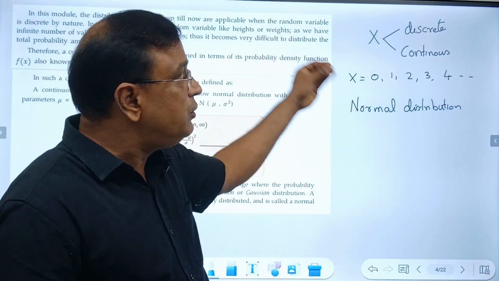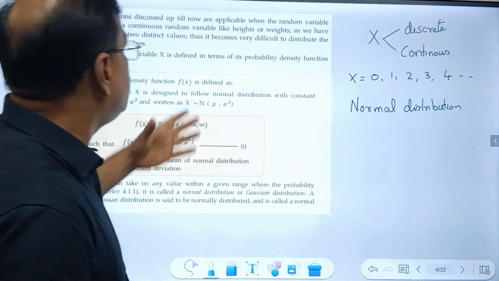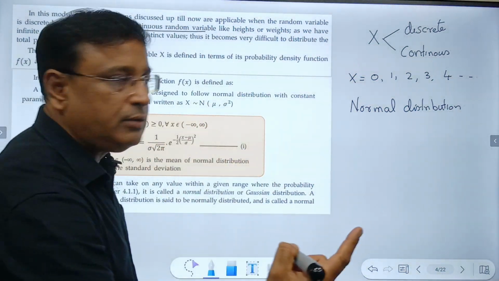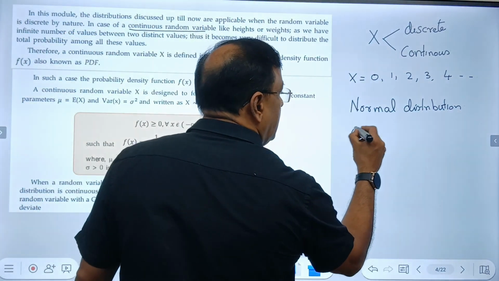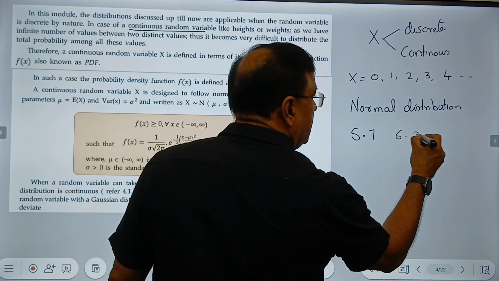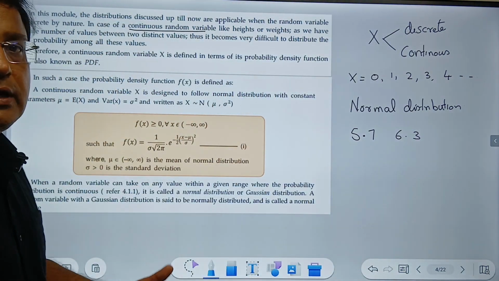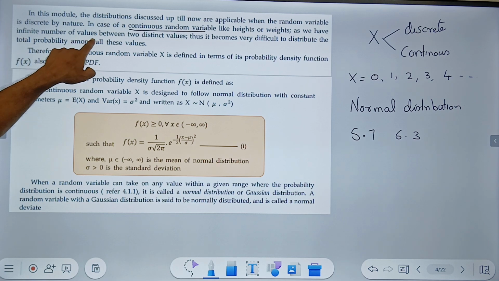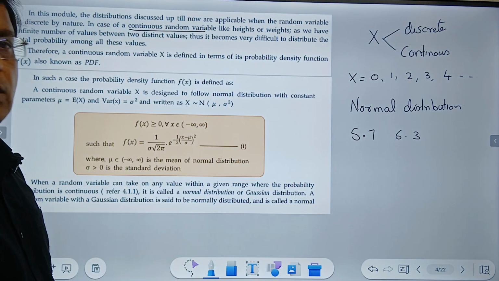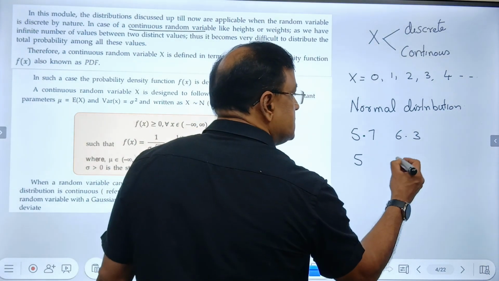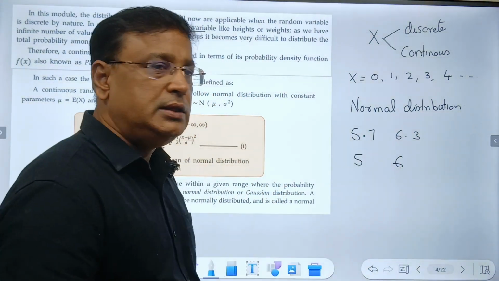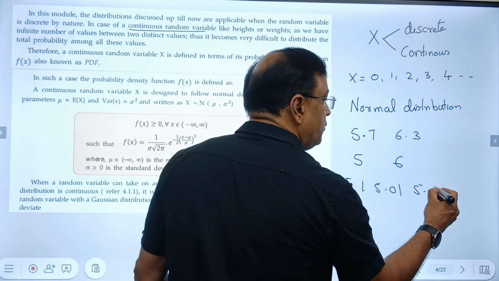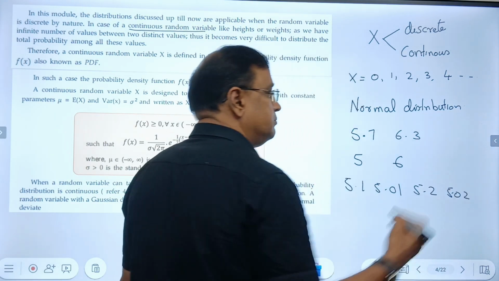If x is a continuous random variable, like for example height or weight, where you have height as 5.7, 6.3, or weight like 43.4, you have infinite values between two distinct values. For example, if you have 5 and 6, you have an infinite number of values in between, where a person can have weight like 5.1, 5.01, 5.2, 5.02 and so on.